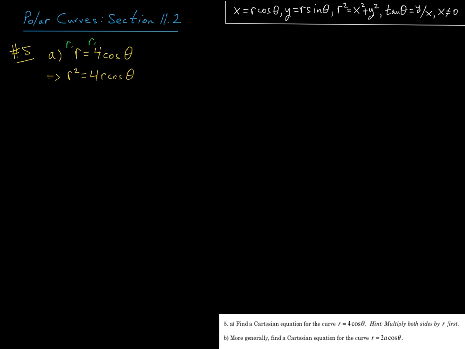So we go ahead and start out with that step, and as we just noted, the left side is x squared plus y squared, and the right side is 4x. All right, so this is our Cartesian equation.